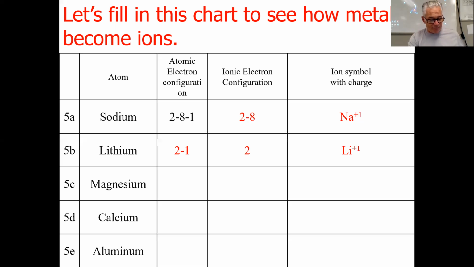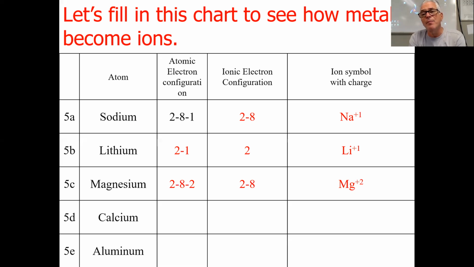Now, magnesium's cool. Magnesium is atom number 12, and that one's right over here. 2-8-2. Now, how many electrons do you think magnesium could lose to get the same electron configuration as the noble gas neon? It loses 2 electrons. And if it loses 2 electrons, it still has 12 positive protons, but now has 10 negative electrons, it ends up with a +2 charge.